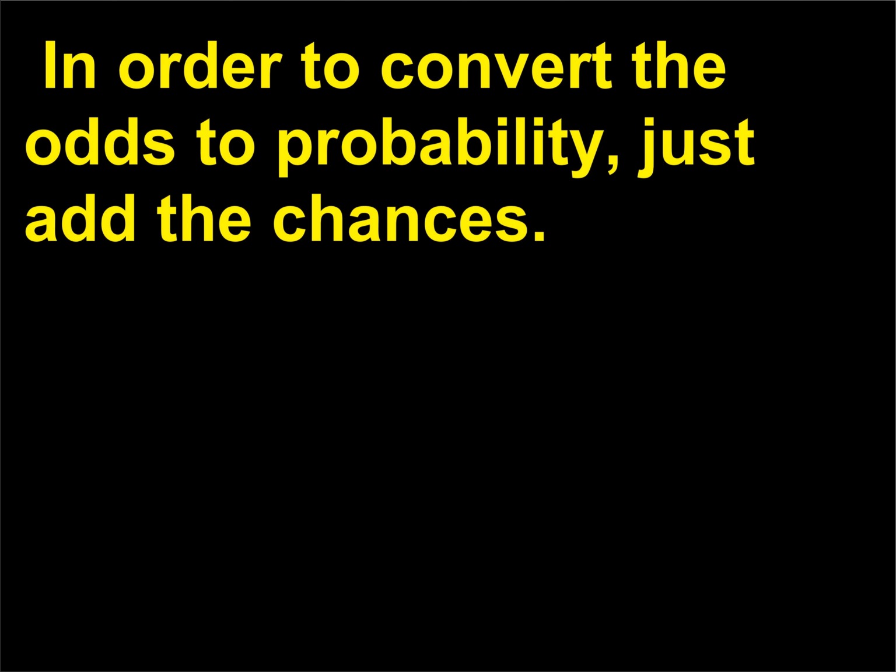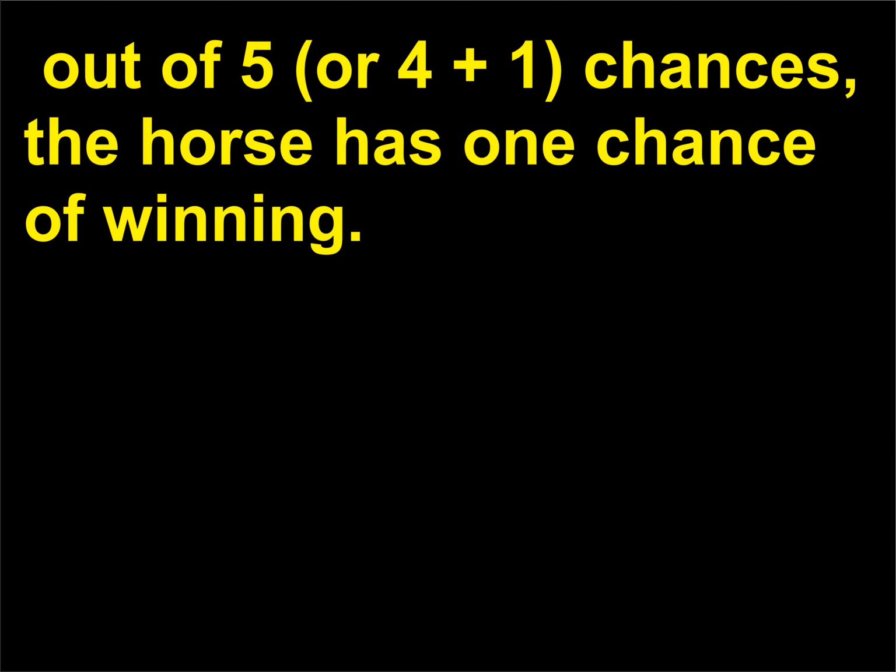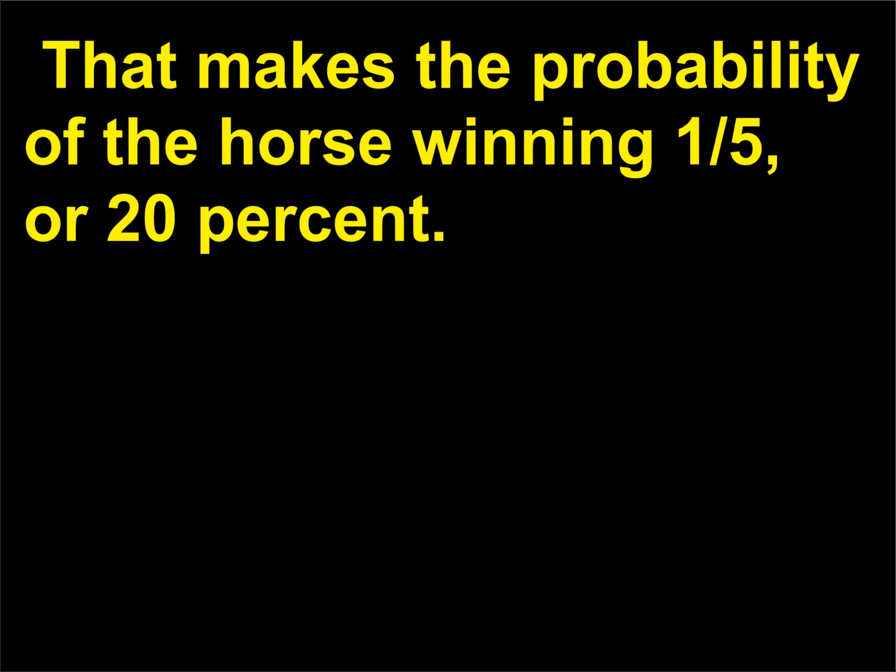In order to convert the odds to probability, just add the chances. Thus, if the odds against a horse winning the Kentucky Derby are 4 to 1, that means that out of 5, or 4 plus 1, chances, the horse has 1 chance of winning. That makes the probability of the horse winning 1/5, or 20%.